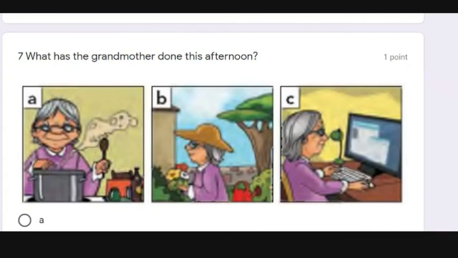7. What has the grandmother done this afternoon? I went to visit Granny today. She really is an amazing woman. Well, I know she likes cooking. What delicious thing did she cook this time? Actually, believe it or not, she was surfing the internet all afternoon. I don't believe it. Normally she's cooking or gardening, like normal grannies. I'm glad she's a modern granny though.